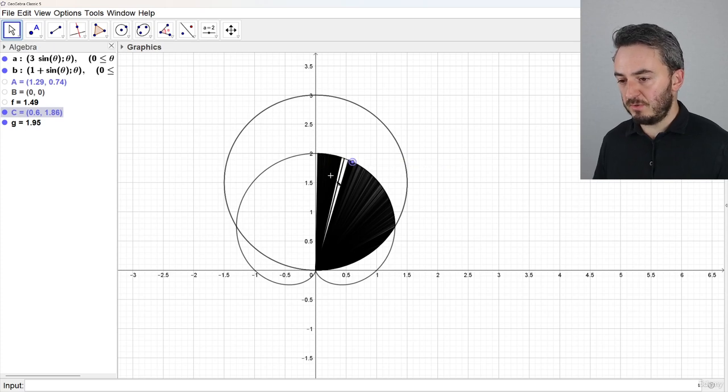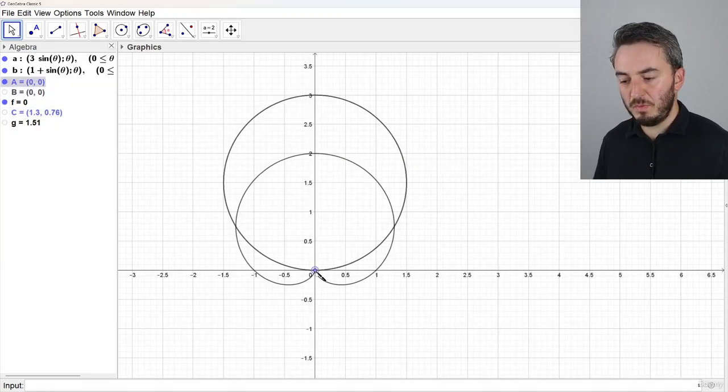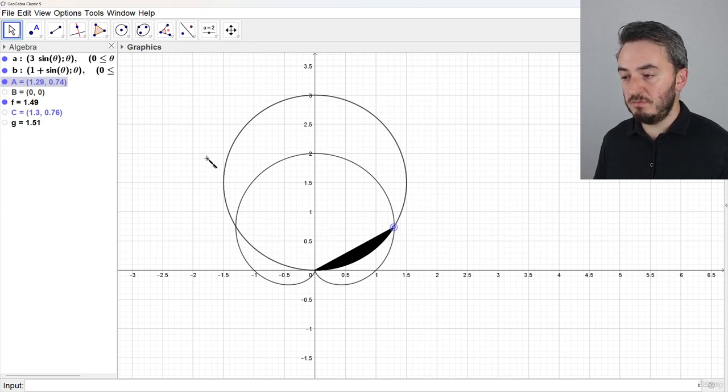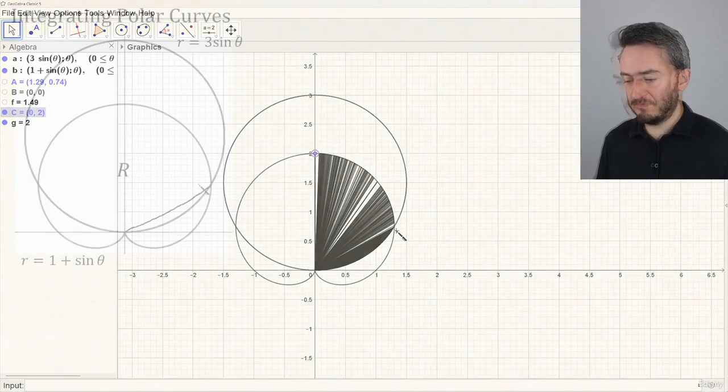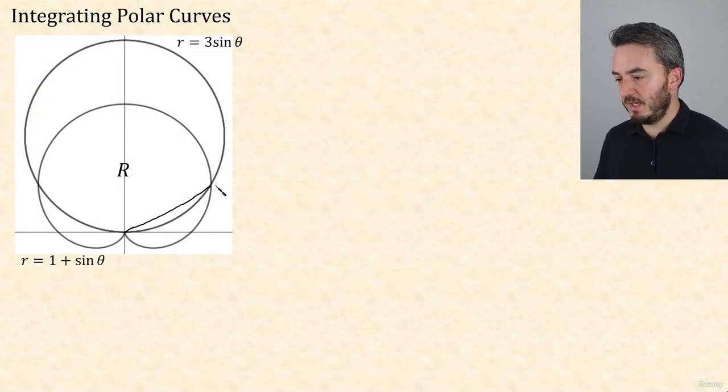Just to recap that, between theta equals 0 and whatever the value of theta is here, we're going to be integrating the large curve. And then between whatever theta is here and pi over 2, we'll be integrating this other curve. Okay, so our first job is going to be to find out what theta is here, and then we'll carry out our two integrations. So now that we've got a strategy, let's go ahead and solve it.